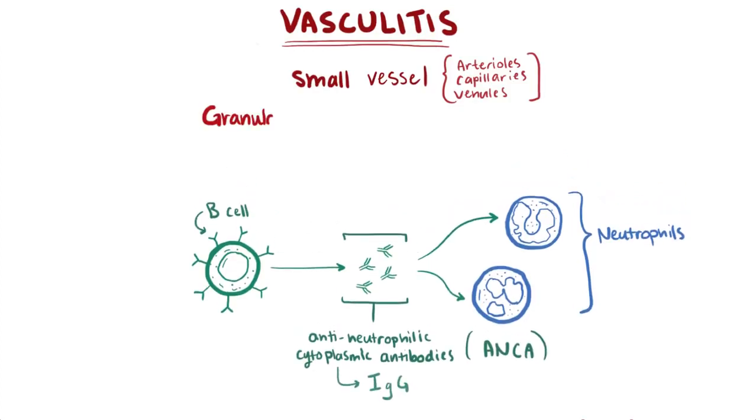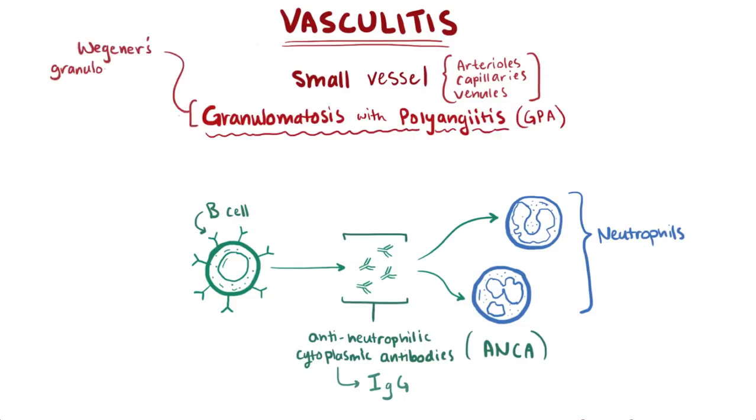The disease granulomatosis with polyangiitis, or GPA, which used to be called Wegener's granulomatosis, is one of these small vessel vasculitides. The B cells release an autoantibody called cytoplasmic anti-neutrophilic cytoplasmic antibody, or c-ANCA. Yes, the name is hilariously redundant, with cytoplasmic included twice to drive home the point.